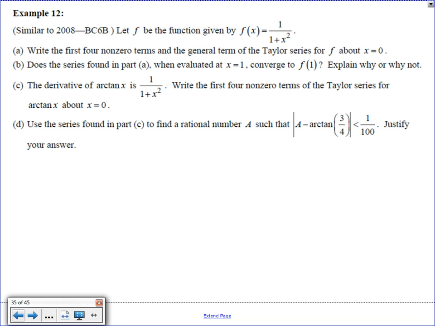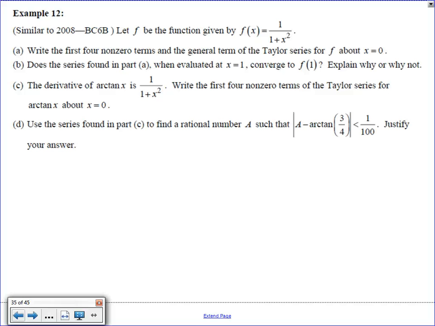Kiddos, here's an example. We're not going to have time to go over it today, but maybe on a day when not lots of people are here, for AP review. This is example number 12. It's an AP FRQ. You can see the first 4 non-zero terms, the general term. Does this series, when evaluated at, converge? We'd have to plug in and figure out whether it's convergent at x equals 1.